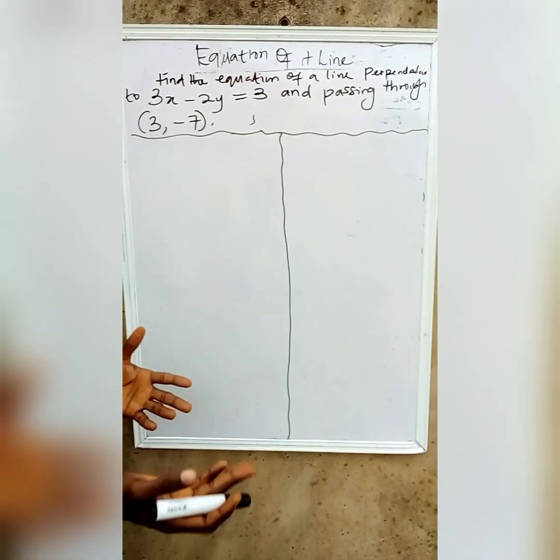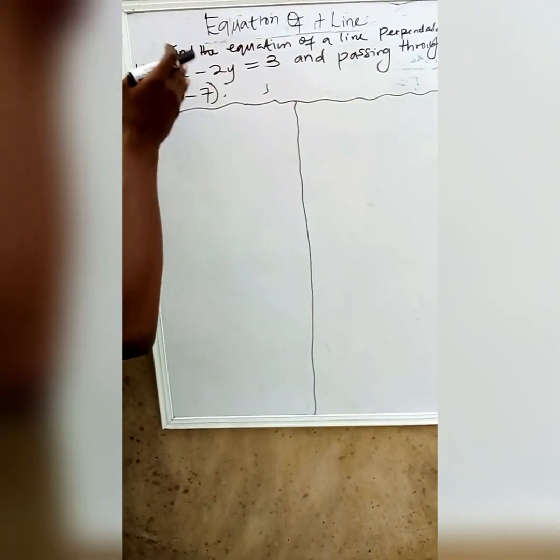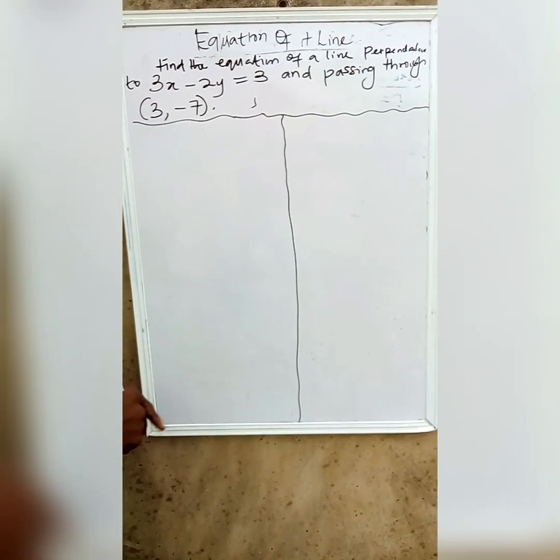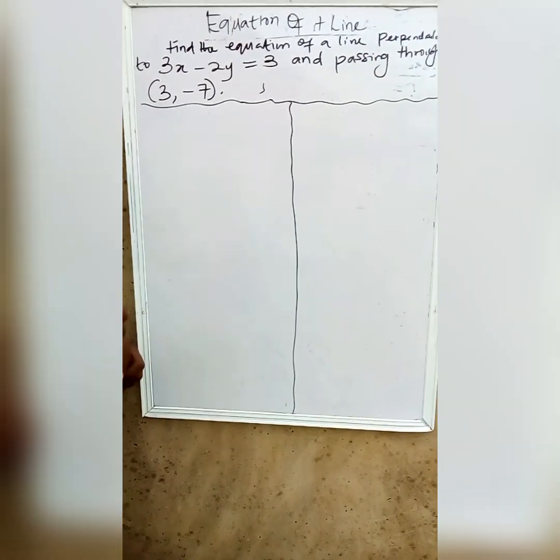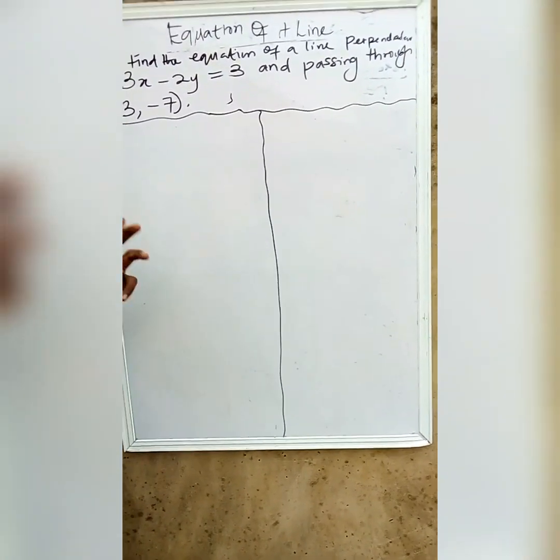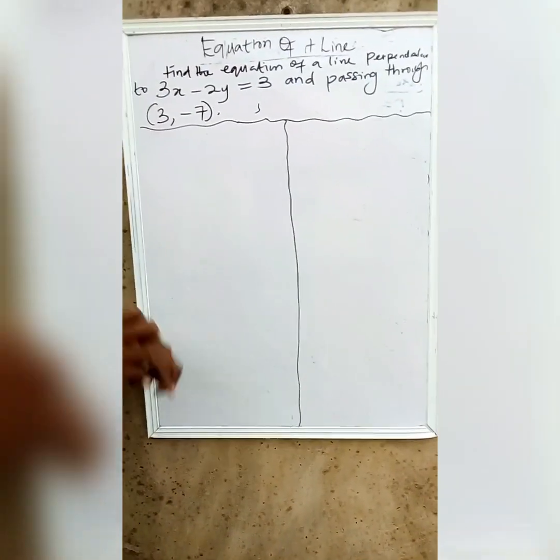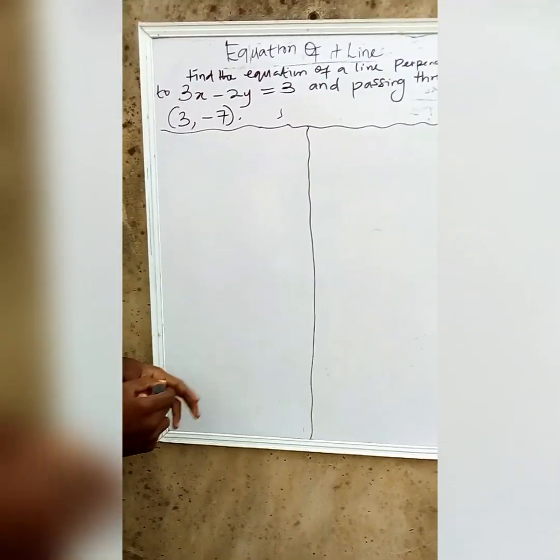An equation of a line, and they'll give you another equation. You will now use that equation to find that equation. Don't forget, anytime you want to find the equation of a line, you must know the what? The gradient. It is very, very important. You must know the gradient. So that means from this equation, we have to get the gradient.